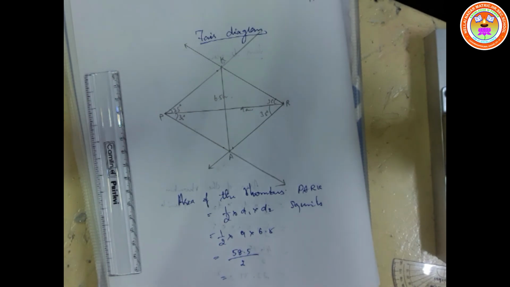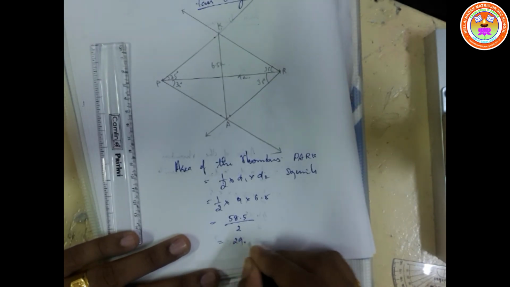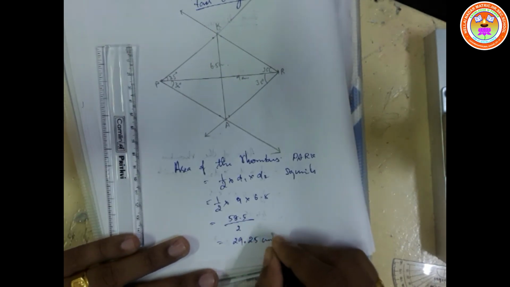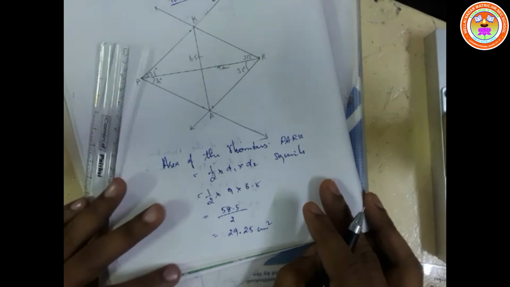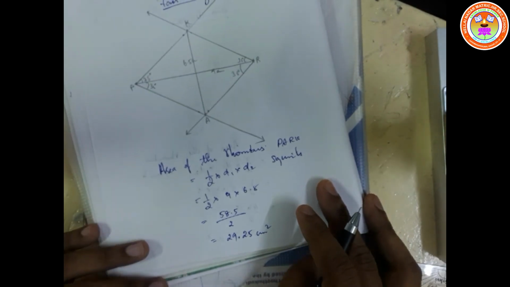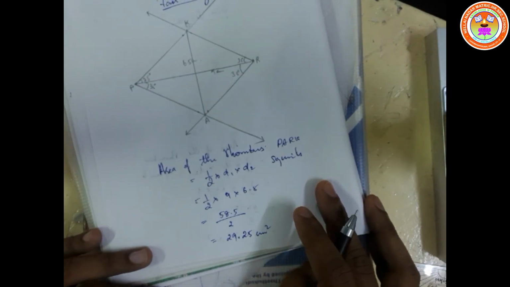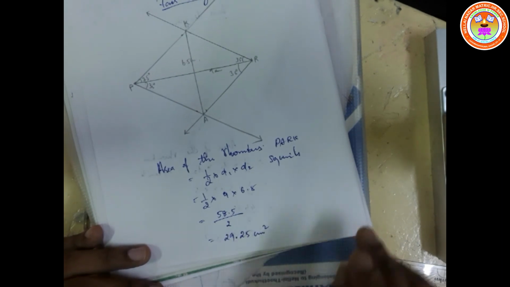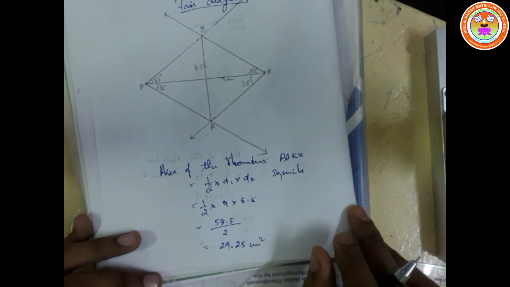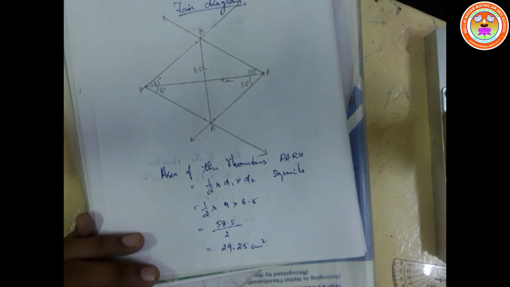9 into 6.5 is 58.5. If you divide 58.5 by 2, you will get 29.25 centimeter square, which is the area of the rhombus. The third subdivision, use the example sums, look at this as reference and draw the third sum as homework. Thank you children, we will see you in the next class.